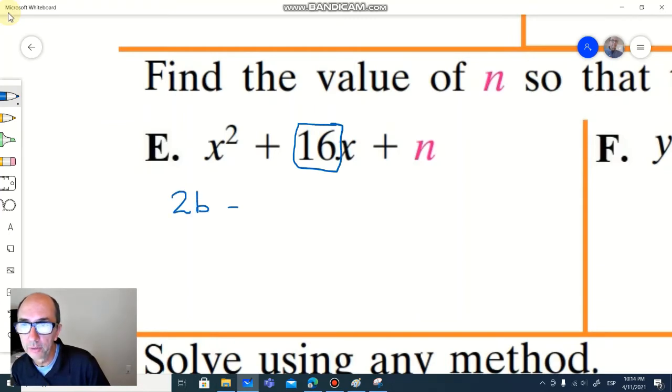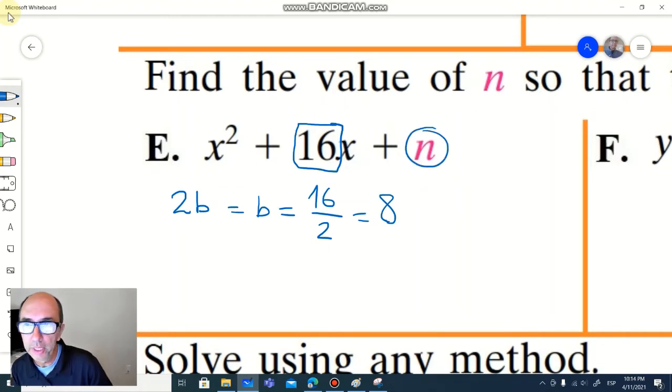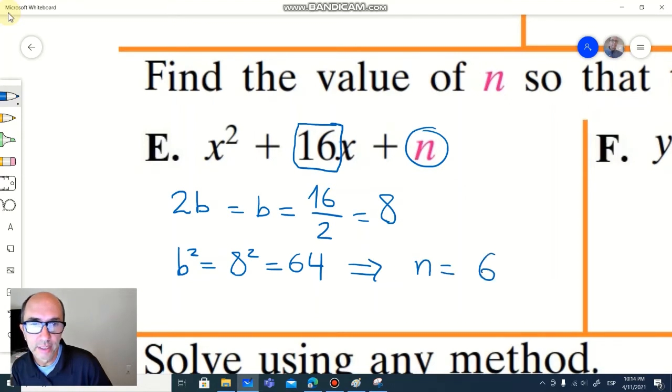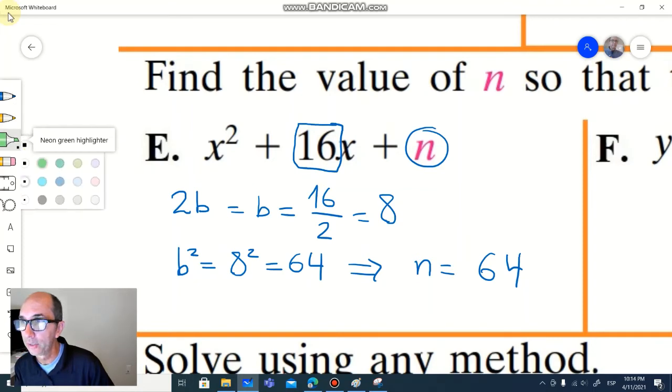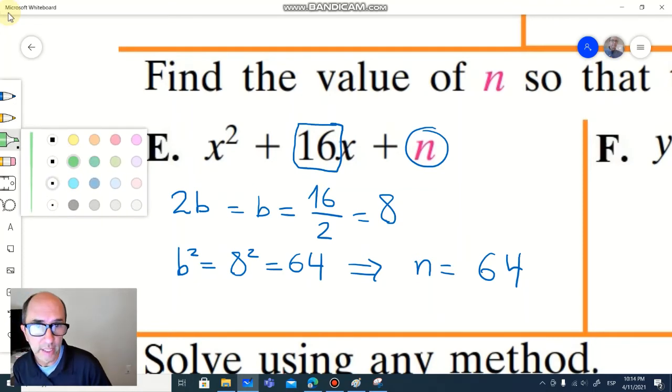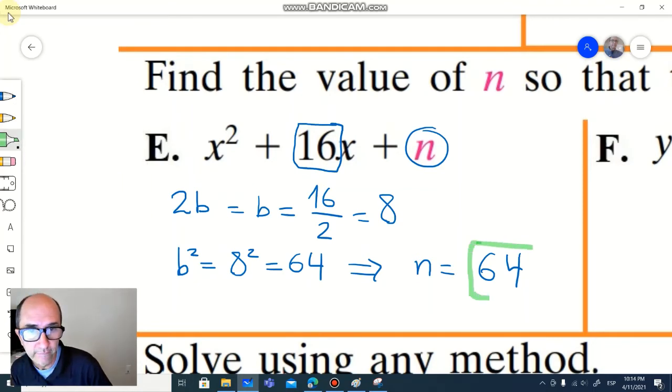2b, right? So b equals 16 divided by 2 equals 8. And n equals b squared, so I have to find b squared. b squared is 8 squared, which is 64. Therefore, n equals 64. So the answer here is going to be just a number, in this case 64.